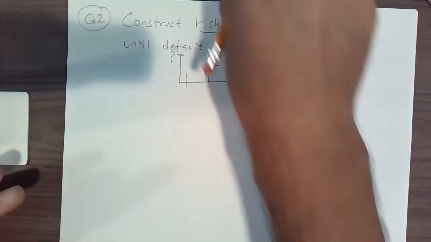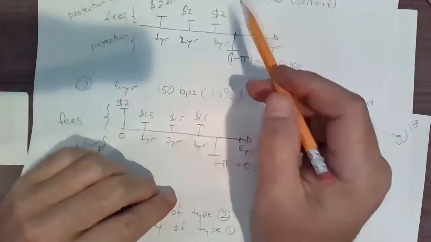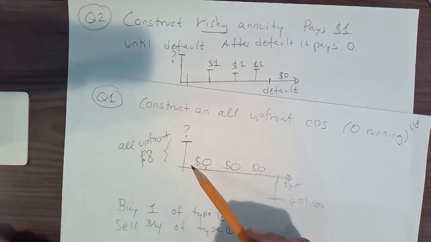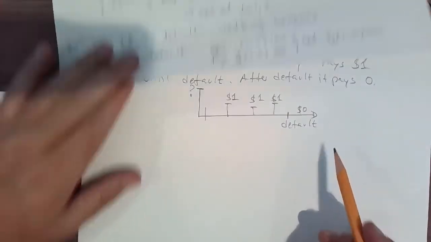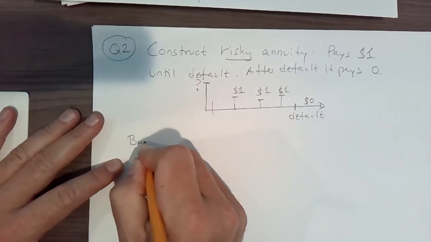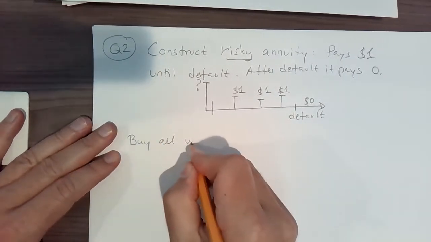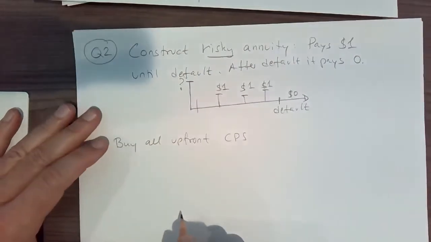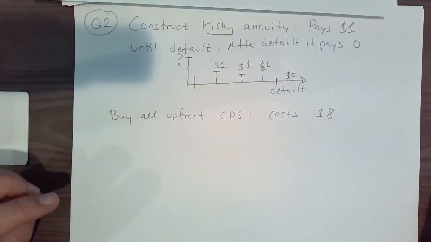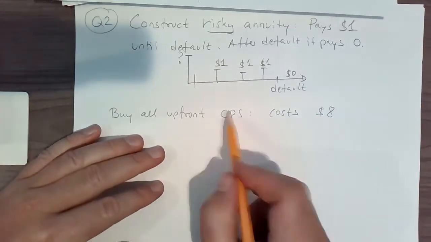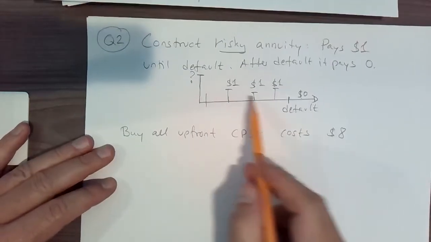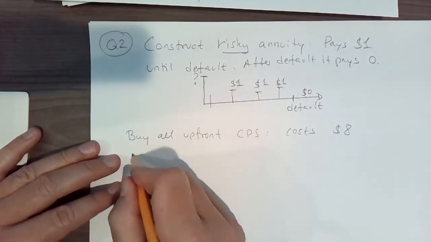Again, now we have three things we can trade: the all running, some upfront and running, and then all upfront. I want to get this leg here, see if I can get that leg to fit up here. So what happens if I buy the all upfront CDS, and this is going to cost me $8. And now what I'm facing is that if there's a default, I'm going to get this 1 minus pi payment. There's no 1 minus pi payment in a risky annuity.